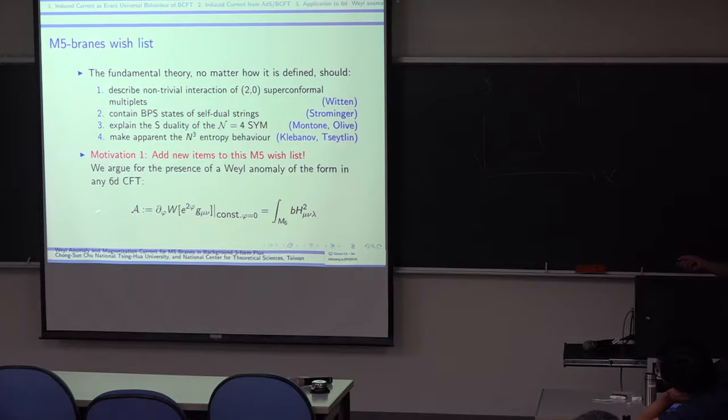So any fundamental definition of the theory should reproduce this equation here. B is a coefficient, an overall coefficient which determines this anomaly. This contains the physical data contributing to the anomaly, for example, the number of multiplets or beta function, that kind of thing. So this is the first motivation.